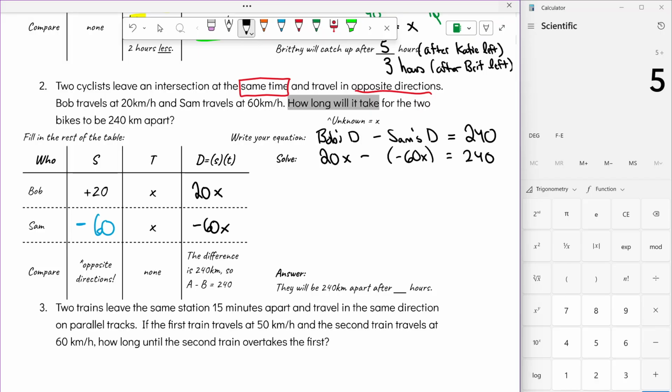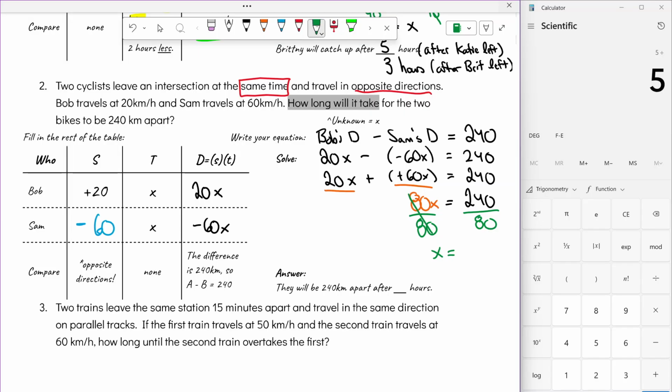So let's go ahead and do this. Now remember that when you subtract a negative, a rule for subtracting rational numbers is to add the opposite. So we could treat this as plus positive 60x, and 20x plus 60x gives us 80x in total on the right side when we collect those x's. To finish solving, we're going to go ahead and undo this multiplication. The opposite of multiplying x by 80 is to divide. 240 divided by 80 gives me, 10 divided by 10 gives me 1, and 24 divided by 8 is 3. So I could say that x is 3. And we could say they're 240 kilometers apart after 3 hours.